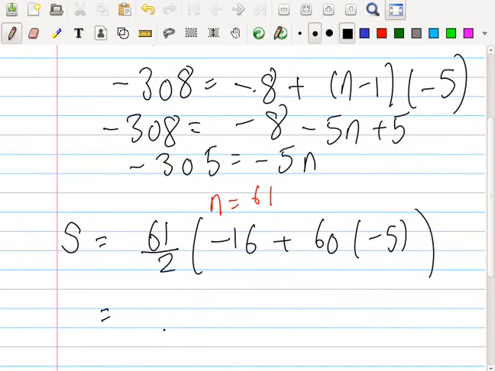So what's that going to be? 61 over 2, that's minus 316. But then I can divide 2 into that. 158 minus 158 times 61. So minus 158 times 61. What's that? Minus 158 times 61.